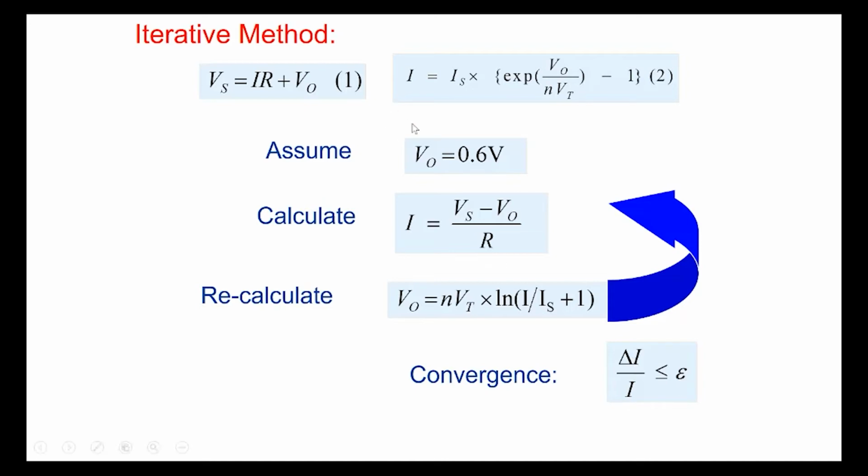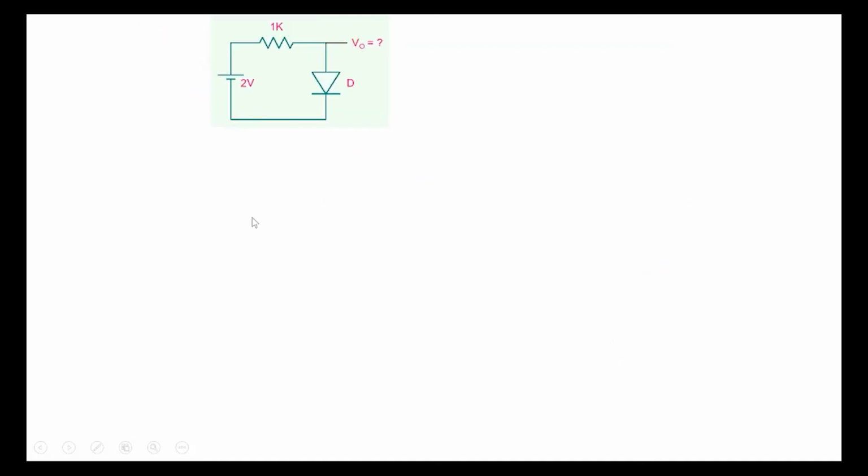All right, so it starts off with a guess, and then you use both these equations and you iterate and find out increasingly more accurate values of V0 and also the current here. And so let's look at that.